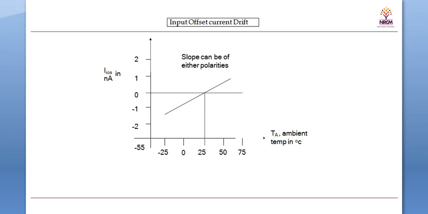These parameters vary with temperature. That's why they are called thermal drift, and three types of drifts are available depending on the three parameters: input offset voltage, input bias current, and input offset current. These are the drifts, and these are the DC characteristics of the op-amp.